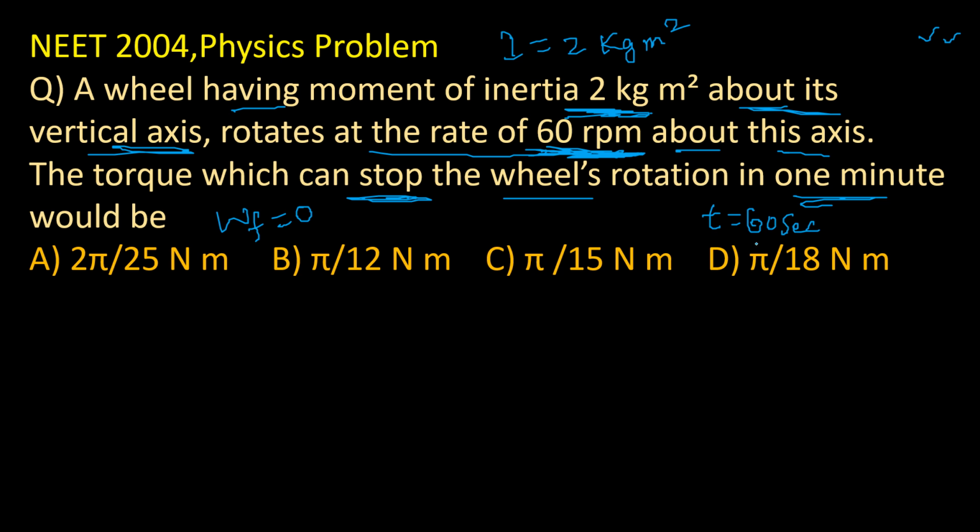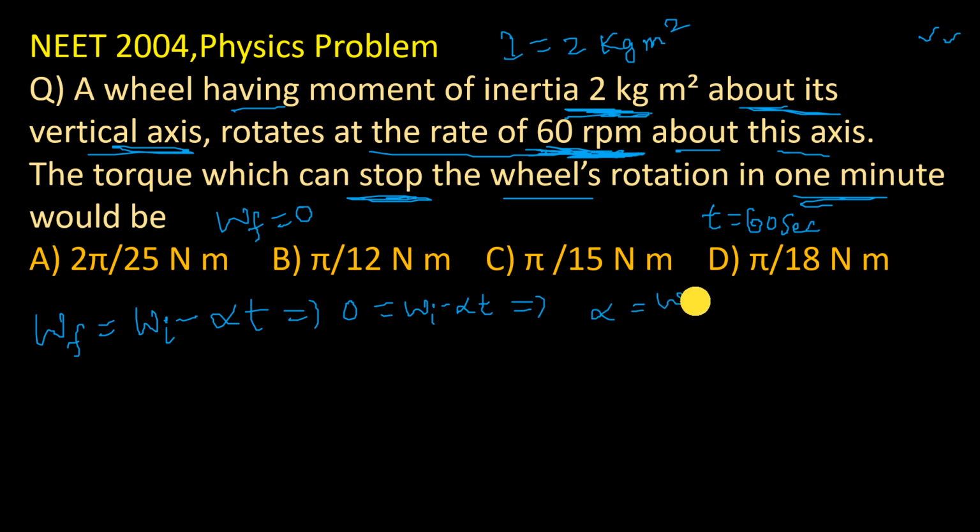So we know the formula: final angular speed equals initial angular speed minus angular retardation into time. From this, omega final is 0, so initial angular speed minus alpha into t equals 0, then we will get alpha equal to omega by t. Now we have to find out the torque, I into alpha, I into omega by t, that is angular speed by time.